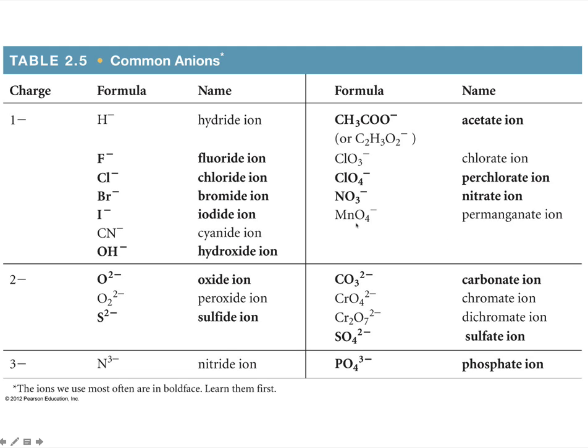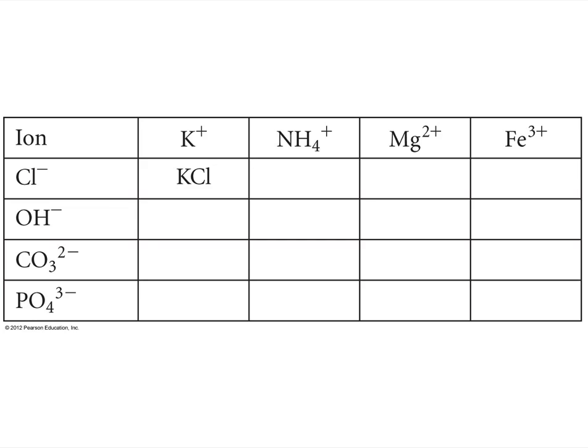And then we move on to permanganate, oxide, peroxide, sulfide, carbonate, chromate, dichromate, sulfate, nitride, and phosphate ion. Those are the common anions, and again, you should memorize these so that you can easily recognize chemical formulas and chemical names and interconvert seamlessly.